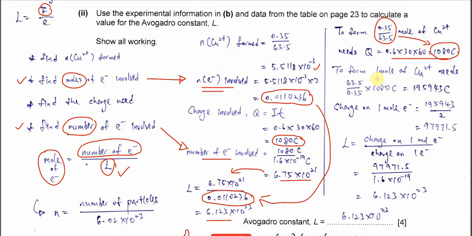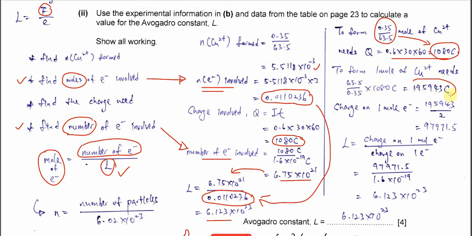So therefore, 1 mole of copper 2 needs how many? We need to use the ratio. 63.5 means the 1 mole over the mass that used, times 1080 coulomb. If you wonder how to get this, you just need to do the cross multiply. For example, 0.35 over 63.5 is the moles that used. We'll need to use this charge. So when 1 mole, how much charge is involved? So you get this relation. So basically we just use the larger ratio, means 63.5 over 0.35 times the charge that involved.